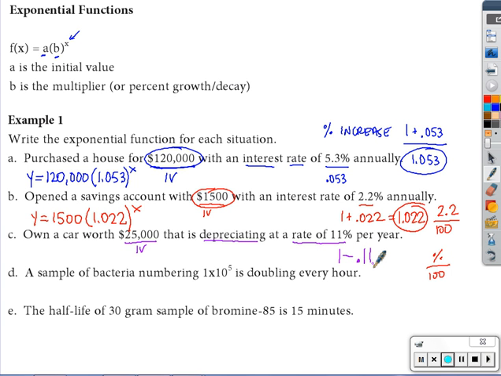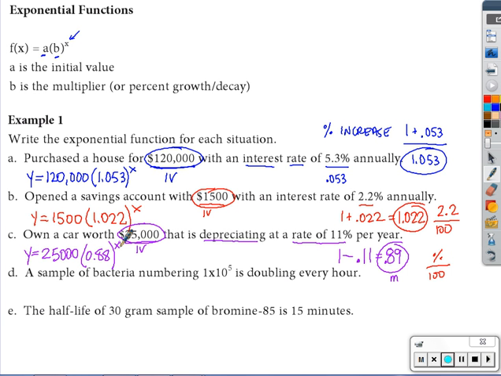0.11. Again, that decimal comes from taking the percent divided by 100. 1 minus 0.11 gives me 0.89. That's my multiplier. This is my initial value. My car is going to be $25,000, what it's worth when I drove it off the lot, times 0.89 to the x power.